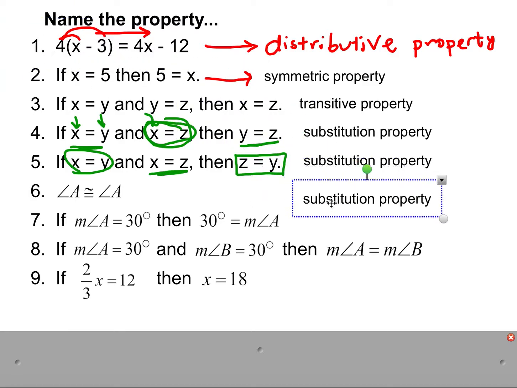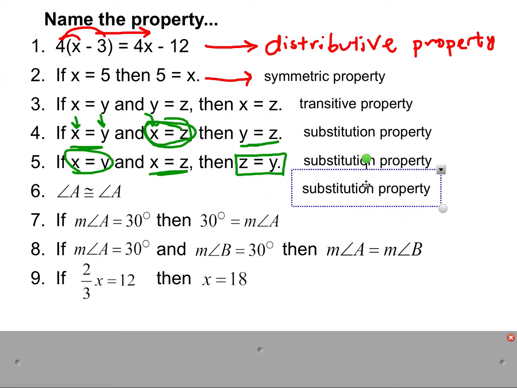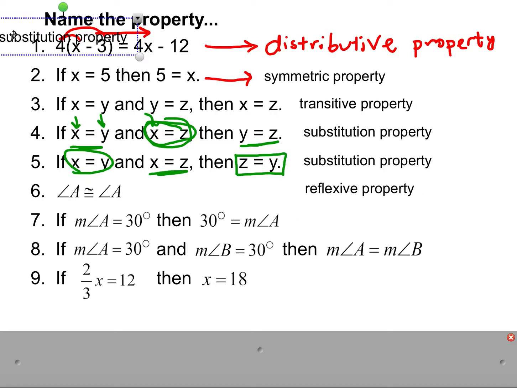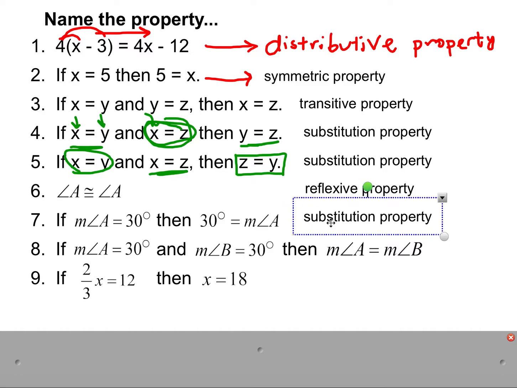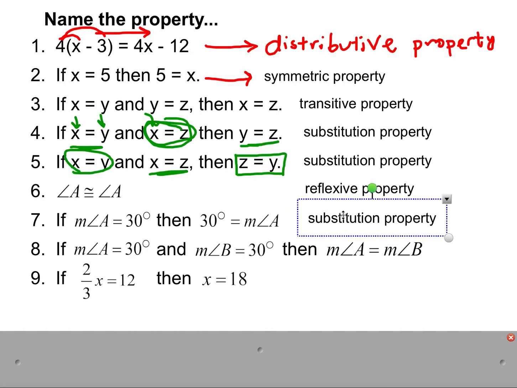All right, so this one very clearly just says something equals itself, and if you go back and look at your page, you can see that is the reflexive property. All right. Here, if measure of angle A equals 30, then 30 equals the measure of angle A. That's the idea that it doesn't matter which order I write equality, so that's the symmetric property.